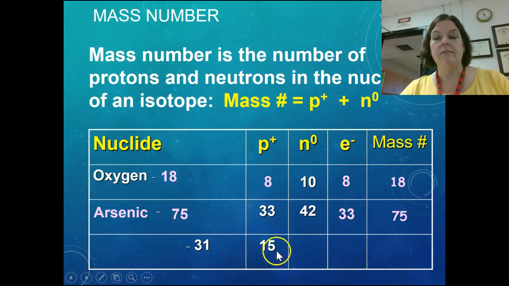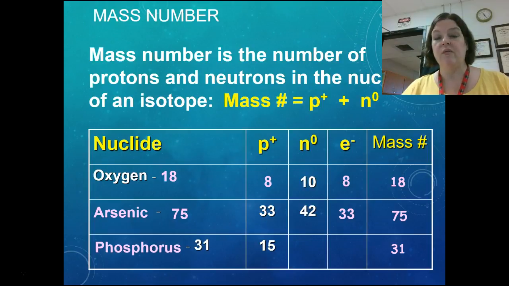If we look here, we see 15, but we see this number right here. We see 31. Look at where the 31 is in terms of where the 18 and the 75 are. The 31 must mean it's the mass number. So we know the mass number is 31. Now what do we know? We have 15 protons. Well, what is atomic number 15? P, yeah, phosphorus. Very good. So we know we have phosphorus 31 is our nuclide.